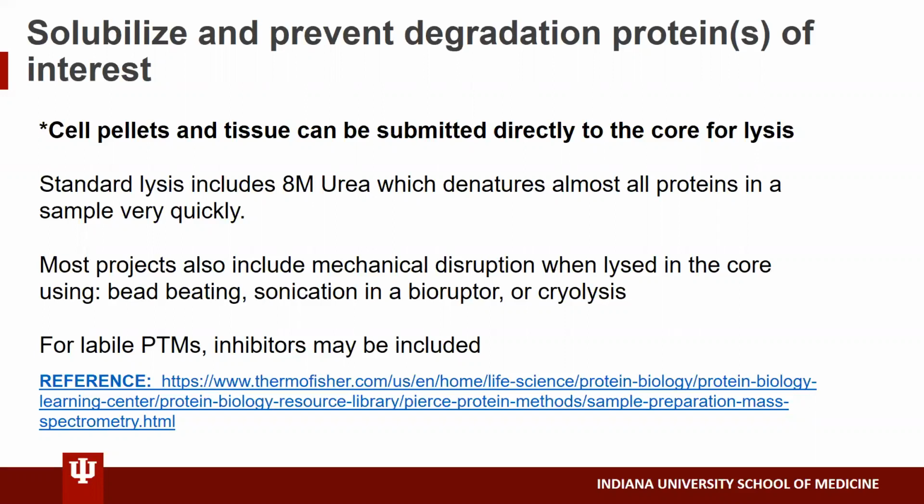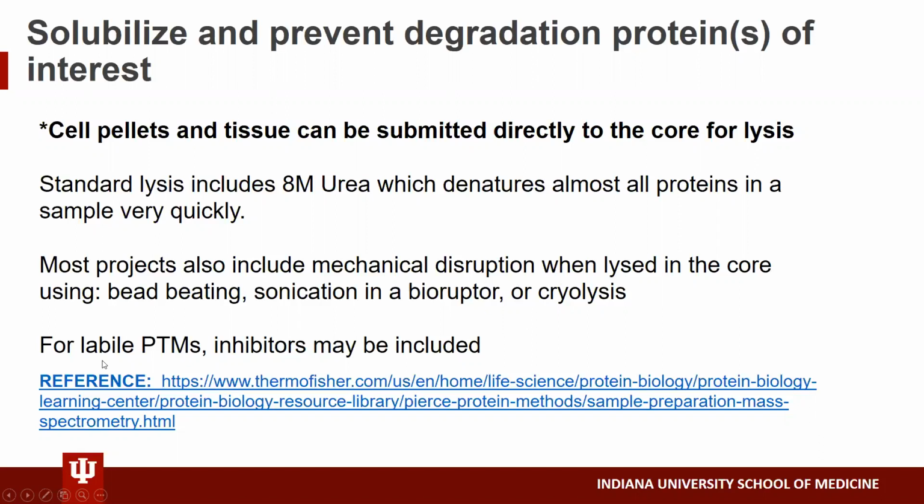Our standard lysis includes 8 molar urea, which denatures almost all proteins very quickly and prevents a lot of the degradation that could happen. For most projects, we use some sort of mechanical disruption to completely homogenize tissue or cell pellets. We use processes such as bead beating, sonication in a Bioruptor with a cold water bath, or cryolysis, which is lysing under liquid nitrogen, which is great for samples such as tumors or yeast cell pellets.